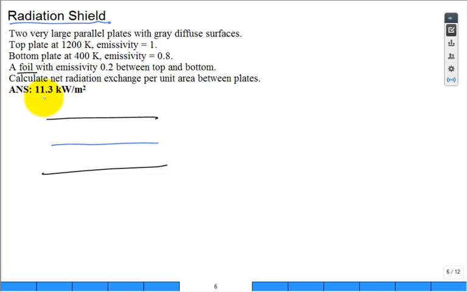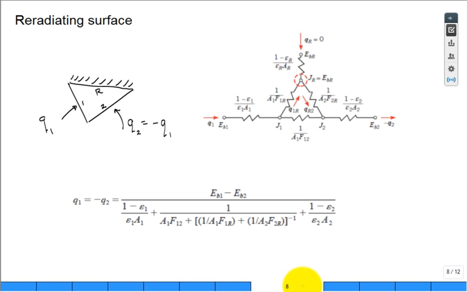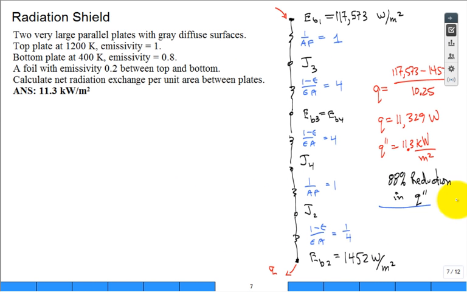Okay. Yeah, I think we did this all last time. It sets up a nice long network, and you have J nodes and EB nodes, and it's a little bit of bookkeeping. But what was that? An 88% reduction in Q, going from 90, whatever it was, to 11.3 kilowatts per meter squared. That's a significant reduction.